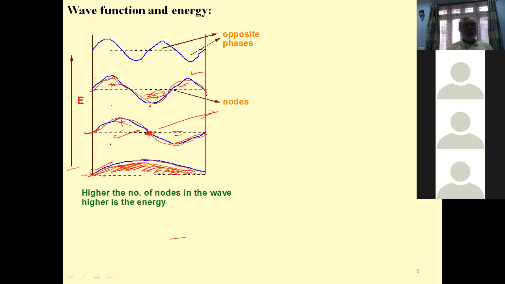If you go to the next higher one, you have got two phases on one side and another opposite phase on the other side. And with how many nodes? One node, two nodes, three nodes. We have got three nodes. And here, the energy and the node have a direct connection. The higher the number of nodes in the wave function, the higher will be the energy. So that is one way you can accept this.